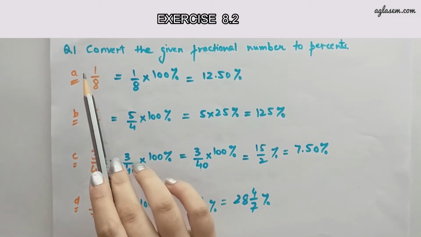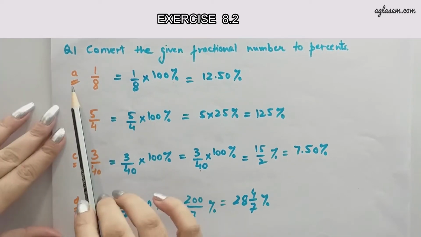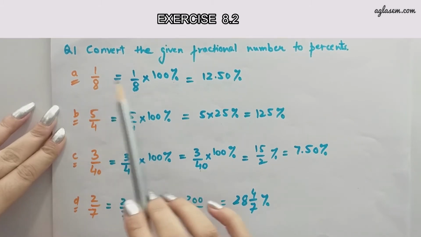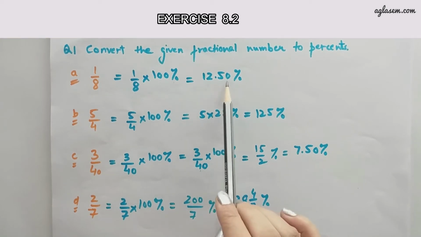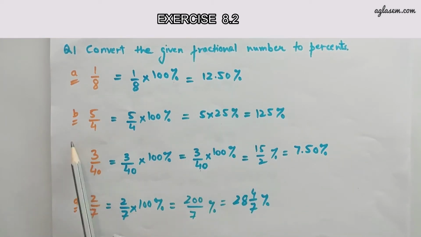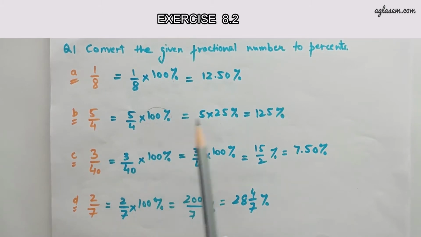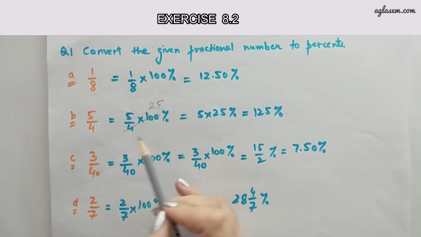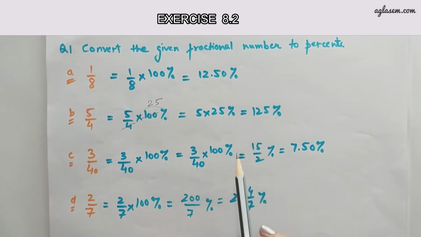So the first question says convert the given fractional number to percents. Here A part is 1 divided by 8, that is 1 by 8. To find the percent, 100 divided by 8 is equal to 12.50%. Now move to the B part, which is 5 by 4. Now we have to multiply by 100. 5 by 4 into 100 is equal to, now we know that 4 into 25 is 100. So 5 into 25, now we get the answer 125%.